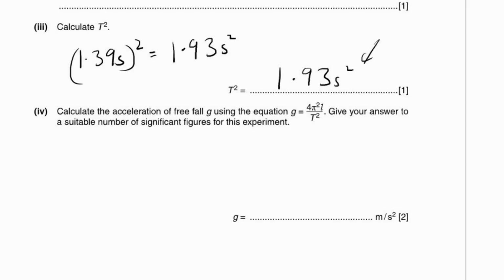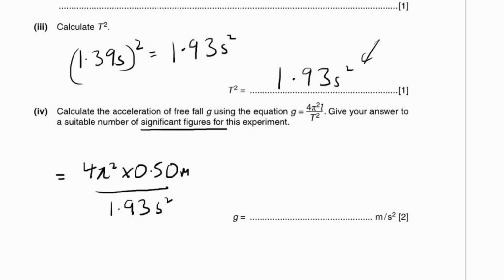4. Calculate the acceleration of free fall g using the equation g equals 4 pi squared times L divided by t squared. Give your answer to a suitable number of significant figures for this experiment. Okay, so they're going to be paying attention to the number of significant figures we use. First of all, let's write it out. And there we go. So we've got 4 pi squared times 0.5 meters squared divided by 1.93 seconds squared. Well, at the top up here, we've got two significant figures. The bottom down here, we've got three significant figures. So although the answer would give me 10.23 meters seconds negative 2, I should really only use 3 significant figures, so 10.2 meters per second squared.